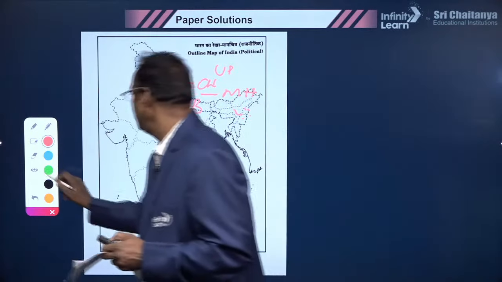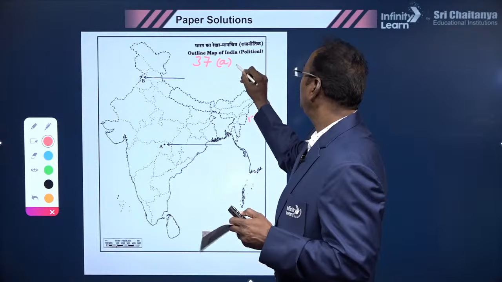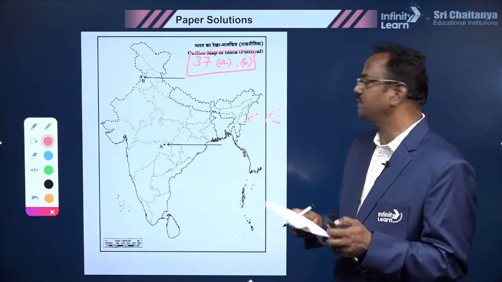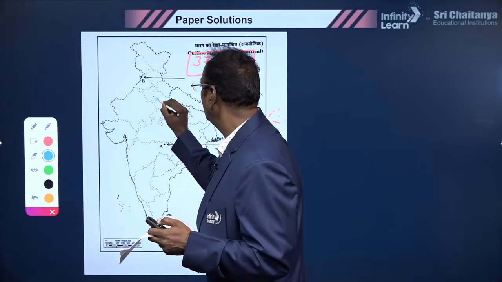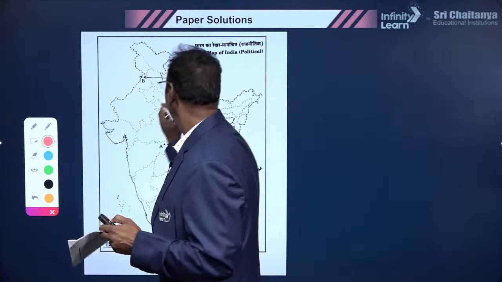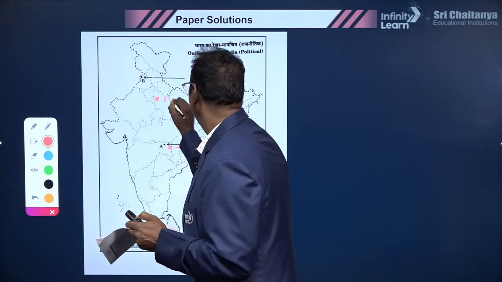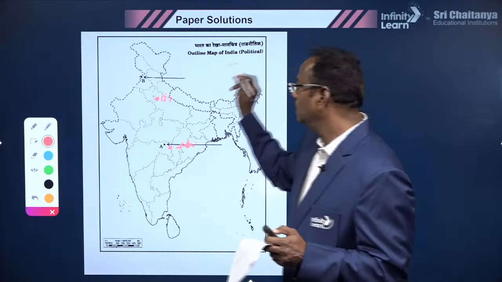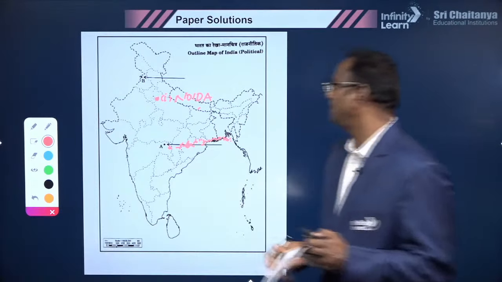This is question number 37, A and B. Now coming to B, we have 1, 2, 3, 4. What is the first one? Noida. This is Delhi, and next to Delhi is the location of Noida. And what is the question number? Question number 1, a compulsory question number. So in 37B, question number 1 is Noida. Clearly write the name in capital letters.